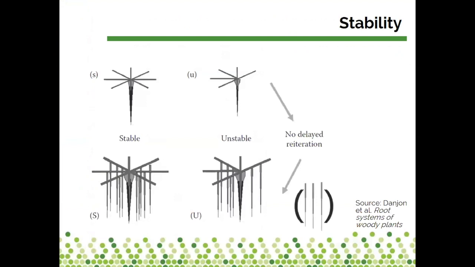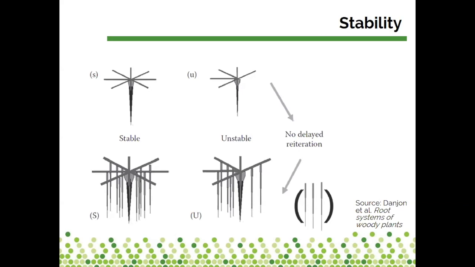So I also wanted to include this slide really quickly, because when we think about the functions of a root system, obviously we think first of, at least I think first of, resource acquisition, like water and nutrients. But the structural stability that a coarse root system provides for a tree is also really important.